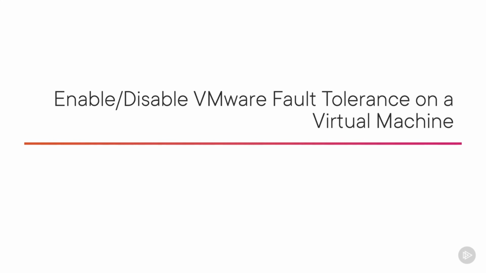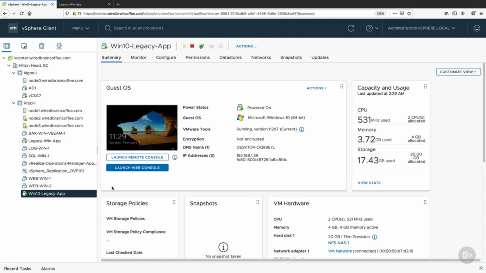I think you'll be pleasantly surprised just how easy it is to enable VMware fault tolerance on a virtual machine in the vSphere infrastructure. If we go over to the vSphere client, let's say that we have a virtual machine at the Wired Brain Coffee Company that we want to enable fault tolerance on. Maybe it's a critical database server or application server. Enabling vSphere fault tolerance is super easy to do.